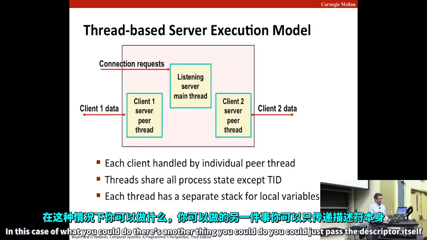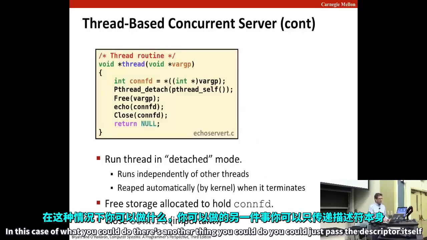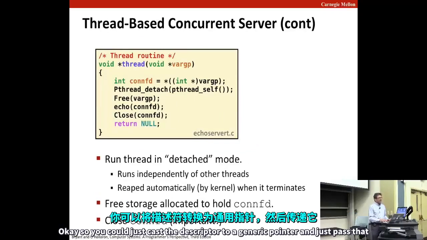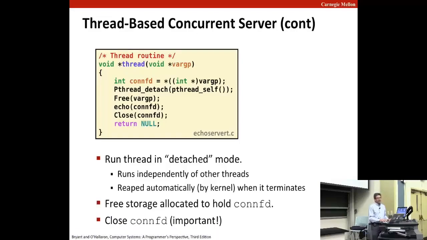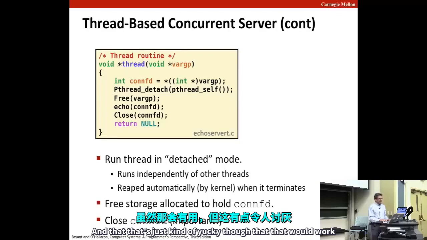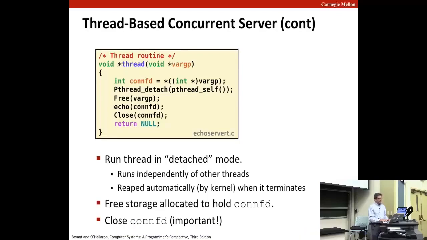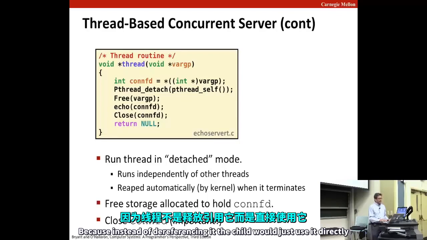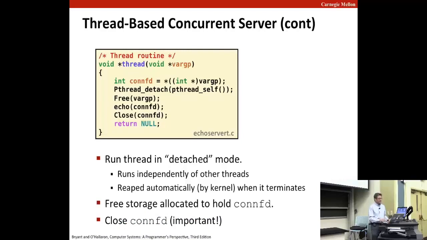In this case, there's another thing you could do. You could just pass the descriptor itself. Okay, so you could just cast the descriptor to a generic pointer and just pass that. And that's just kind of yucky, though. That would work, because instead of dereferencing it, the child would just use it directly. Okay, so good. That's good.